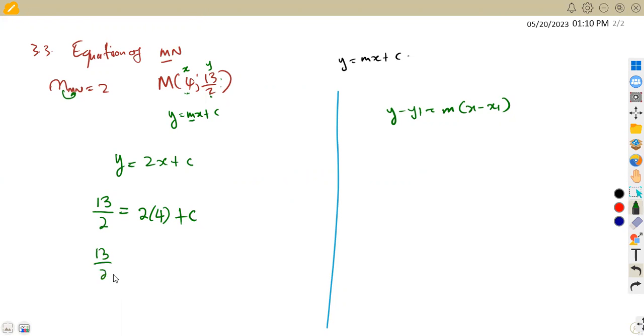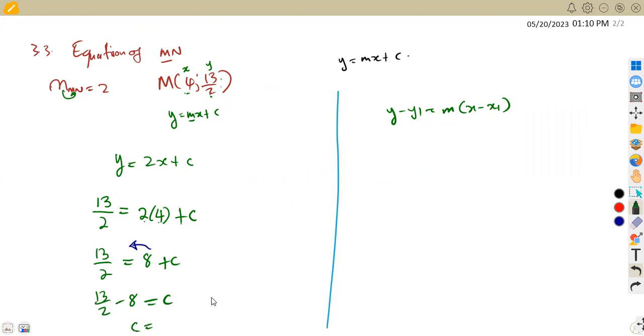So that's 13/2 is equal to 2 times 4, which is 8, plus c. Transpose 8 to the other side of the equation. This is going to be a negative. That's 13/2 minus 8. Okay, so 13/2 minus 8 is equal to c.